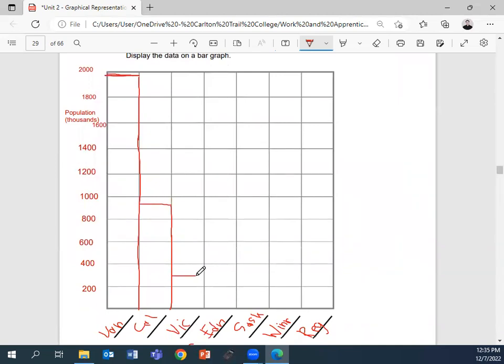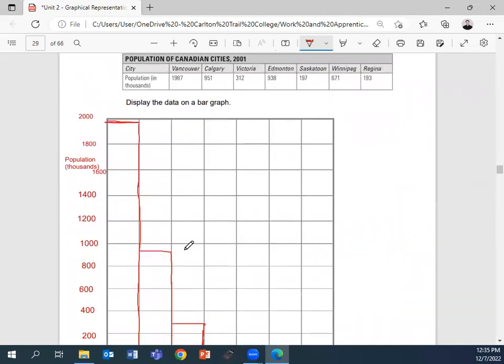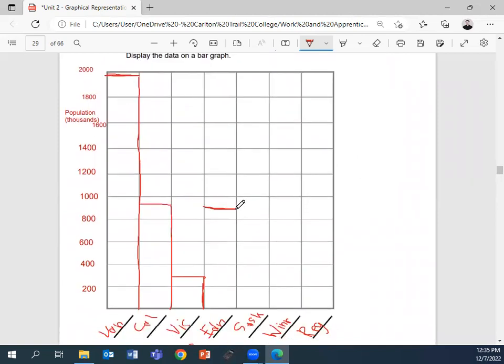We have Victoria, that's about 300,000. So I put that there between the 200 and the 400. Edmonton, 938. So once you get to Edmonton, normally we've just gone straight down on the one side. That's because the graph's always gone down and down. Now we've actually gone back up. You want to actually go down on that line on both sides. Remember, you're trying to set this entire bar apart.